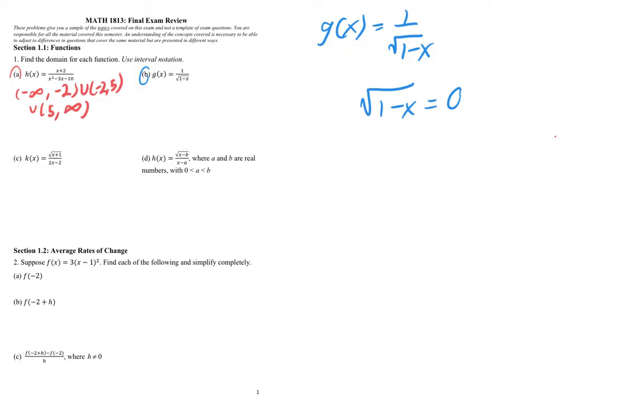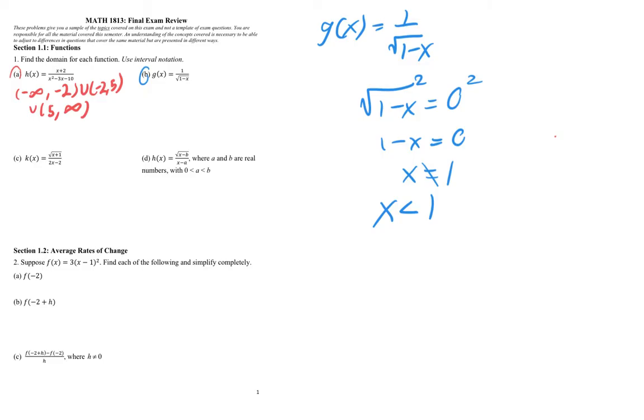So if we square both sides, we have 1 minus x is equal to 0. So when x is equal to 1, our denominator is equal to 0. So we know that we can't have anything there, right? The next thing is, since our denominator is a square root, we can't have any negative values. So that means that x needs to be less than 1, because anything greater than 1 is going to give us a negative inside of our square root.